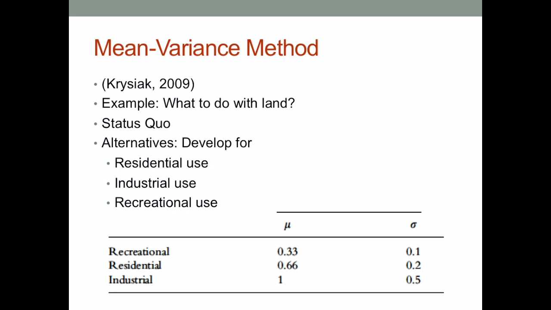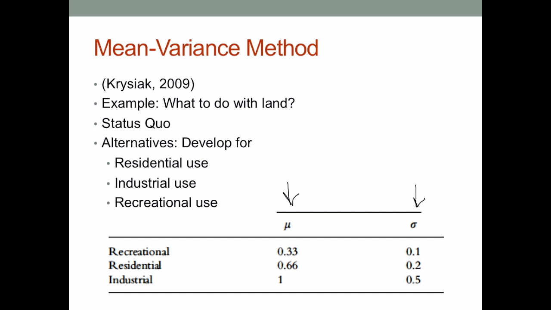Now, they did some research and determined average annual benefits from each of these different uses. This is mu here, our expected average, our expected mean benefits. Now, these values, these numbers here, are relative to the status quo. And sigma then is our standard deviation. This is the variance around our mean.